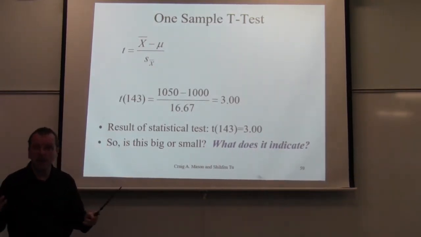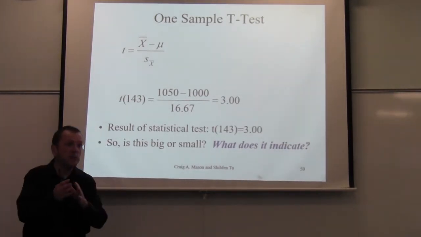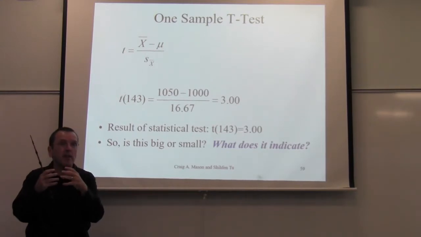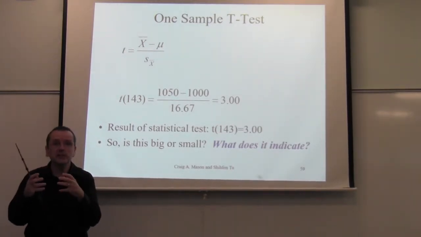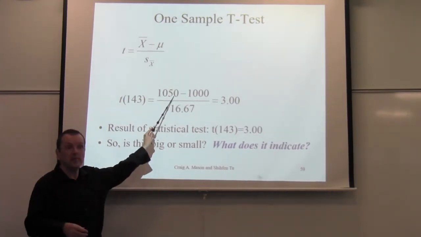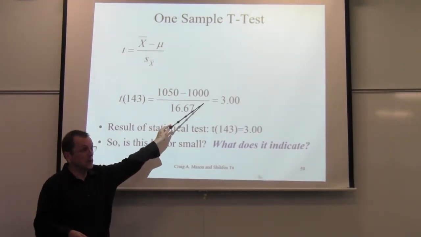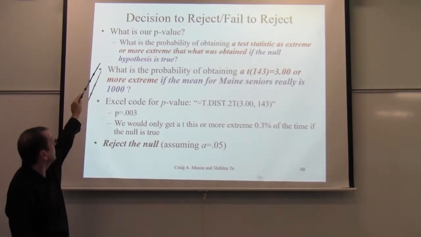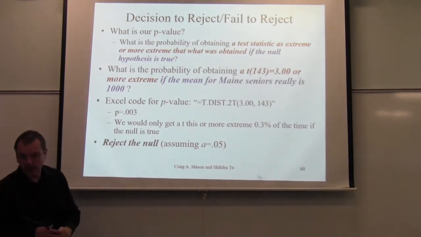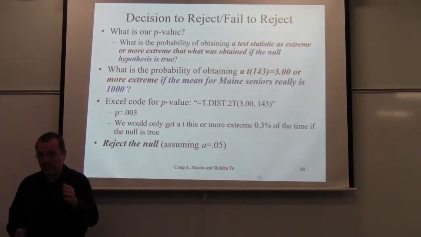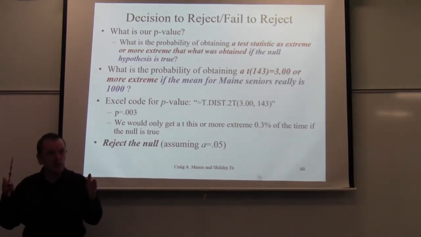Is that big or small? What does it indicate? Again, remember, that t-score is a very abstract number that tells us how likely it is we would have gotten an average of 1,050 if the real average was only 1,000. We can do it with the p-value. What's our p-value? The p-value is the probability of getting a test statistic this extreme or more extreme than what we obtained.